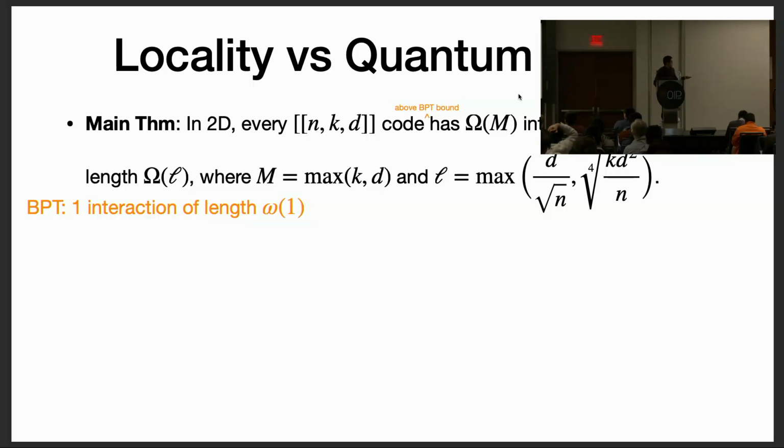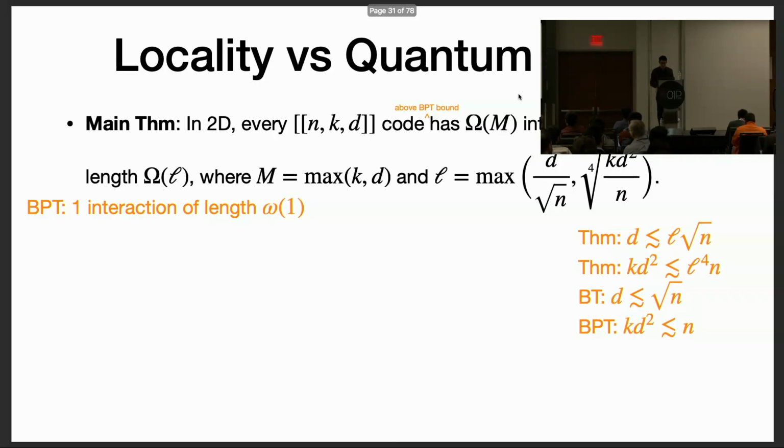So next I'll unpack what was going on in this L term, because it's a little bit scary, it's kind of complicated. If you rearrange the definition of L, you will get that we need that L satisfies these 2 equations. So d is at most L times root n, and kd squared is at most L to the 4th times n. In this way, you can see another way that our result generalizes the BPT bound and BT bounds. The BT bound, remember, says d is at most root n.